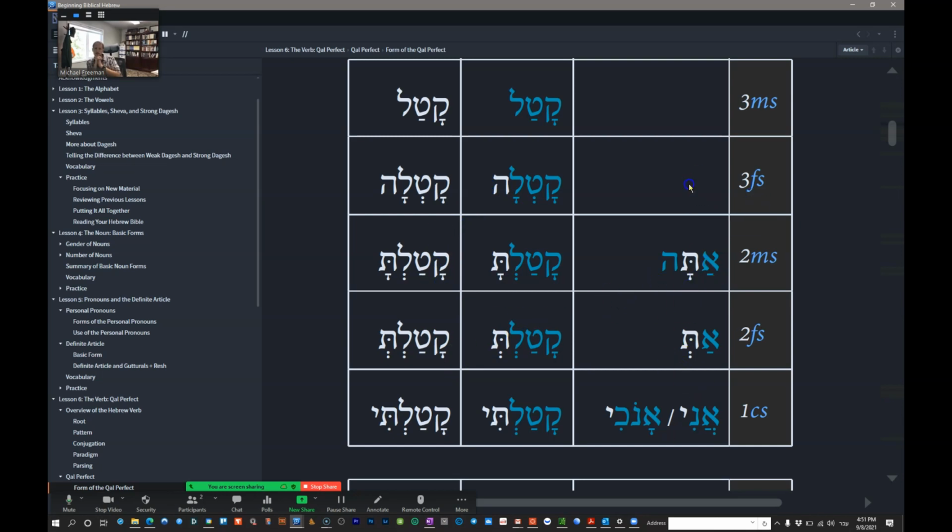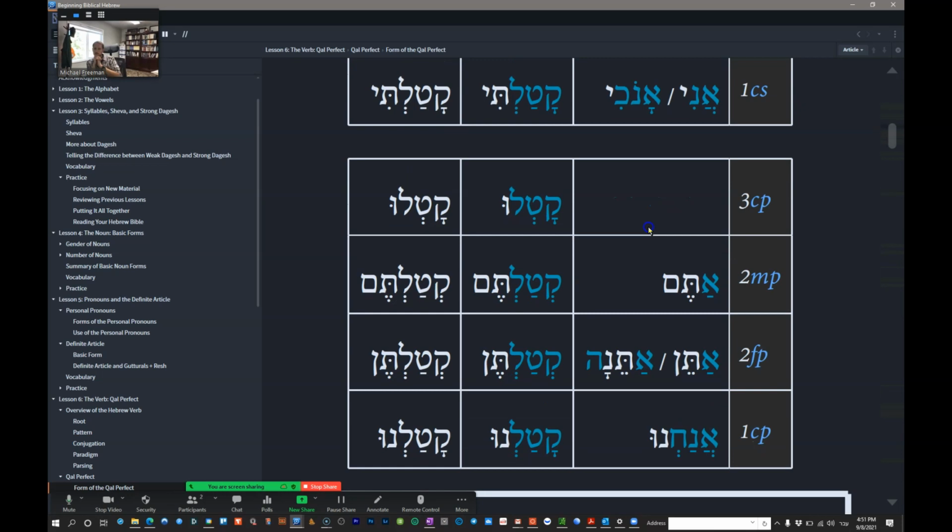3fs doesn't come from the pronoun, but it is a kamatse ending, which you're used to seeing for feminine singular anyways. And then the 3ms, you're used to masculine singular nouns not having any ending, and so the 3ms verb doesn't have any extra ending. It's just the root. All right?